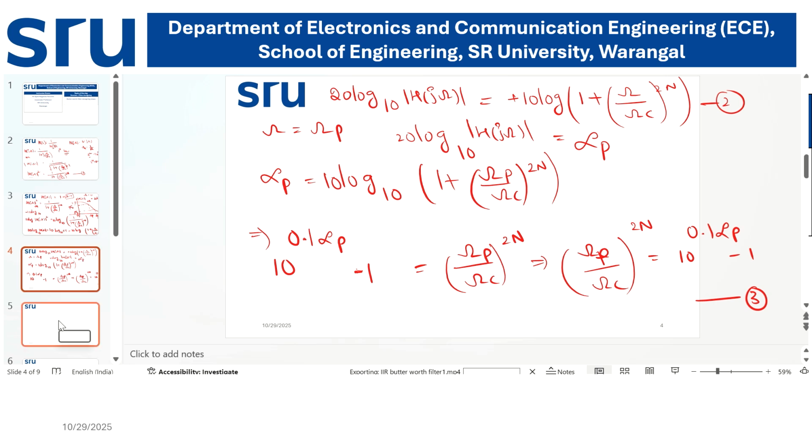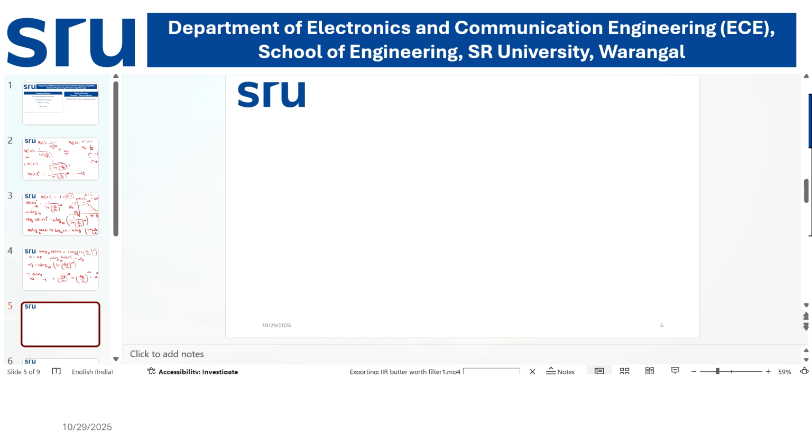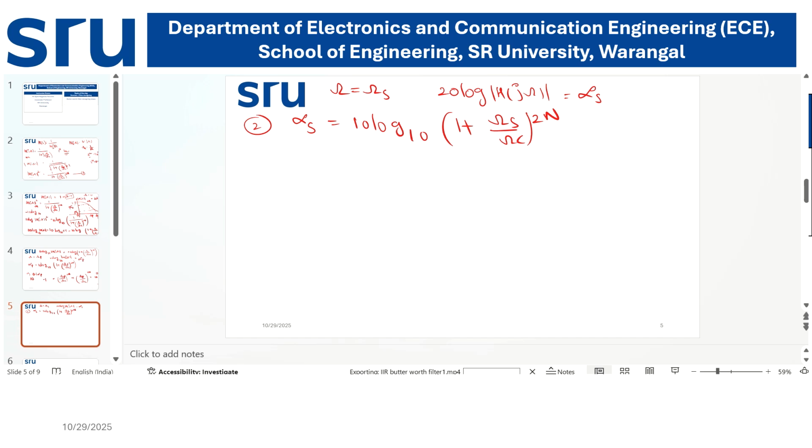Then in the same way, if omega is equal to omega s, then 20 log of |H| will be equal to the stop band attenuation. So for stop band attenuation, omega is equal to omega s. Then the same equation number 2 becomes alpha s is equal to 10 log base 10 of 1 plus (omega s by omega c) whole power 2n.